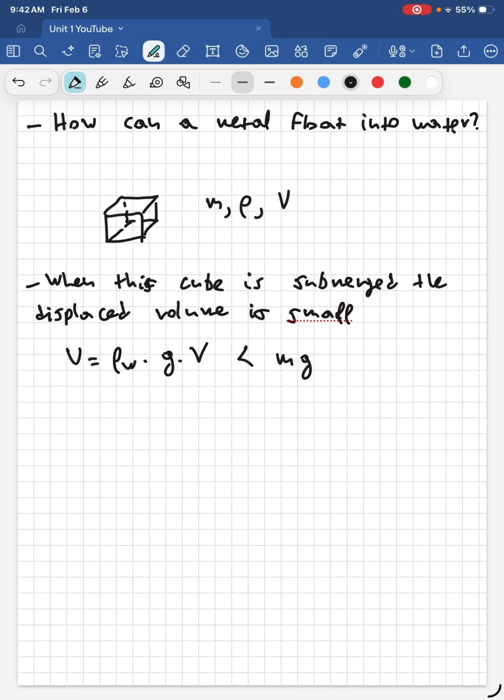And we can also use the fact that since density is mass over volume, we can write this as rho of water g times V is smaller than the density of the metal times g times V, because mass is density times V. And since the volume of the displaced water is the same as the volume of the metallic cube, we can immediately infer that this is because the density of water is less than the density of the metal. But still, how do boats float?